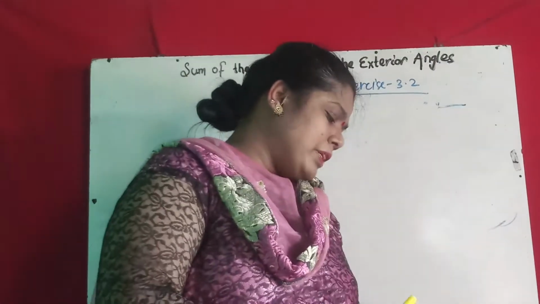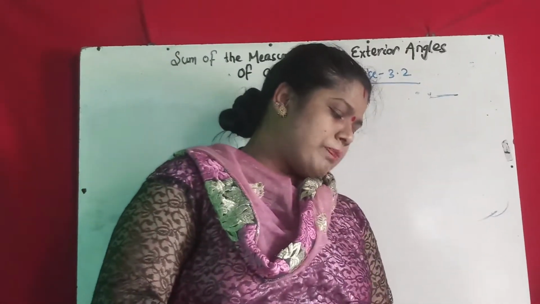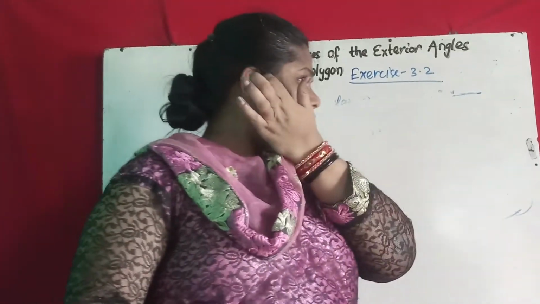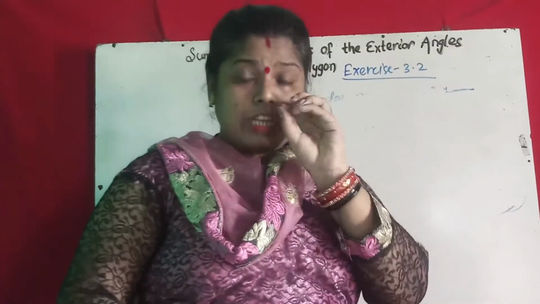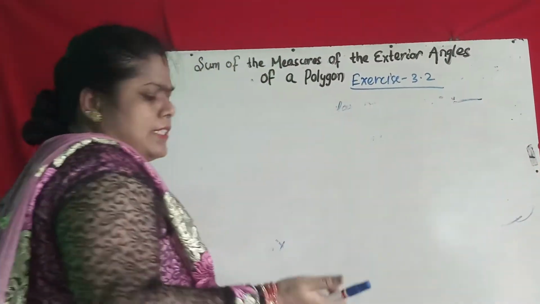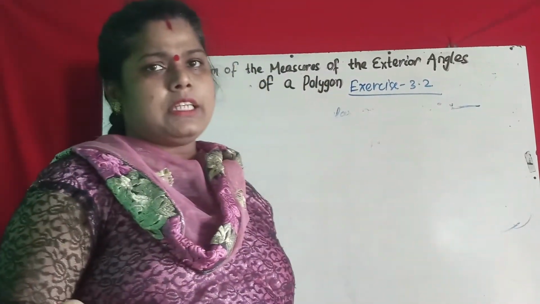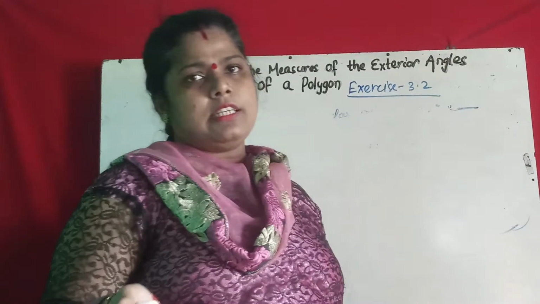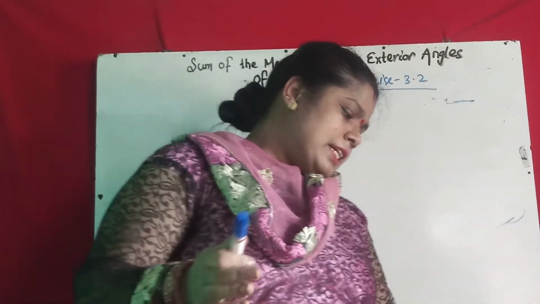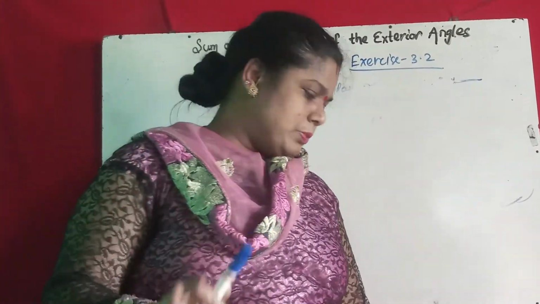So number 5. Here the question asks, is it possible to have a regular polygon with each exterior angle measuring 22 degrees? If the exterior angle is 22, is a regular polygon possible? You simply divide 360 by 22. If it is completely divisible, then it is a regular polygon. If it is not divisible, it is not a regular polygon. You just divide and you will know that 22 is not a divisor of 360. So it is not possible.